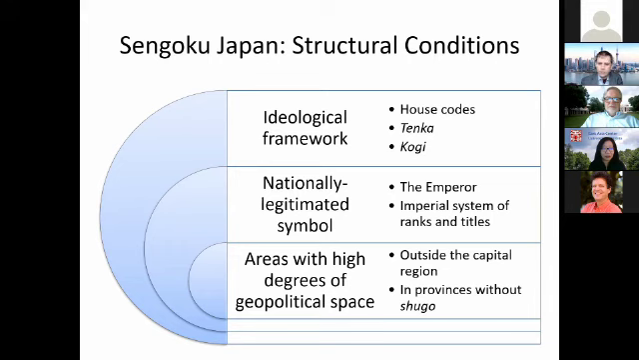And also, in addition, we want to look at provinces where there weren't any major power holders that had survived the collapse of the previous state. And specifically here, I'm talking about the Shugo, which was the name of the group of powerful samurai lords who had held power under the previous state.